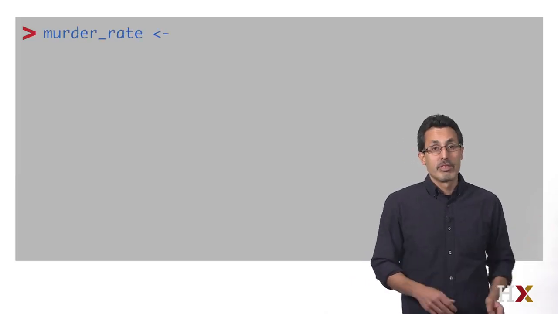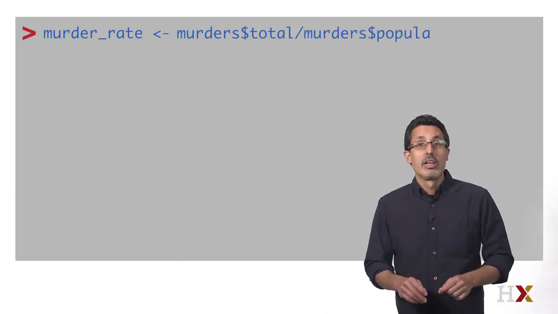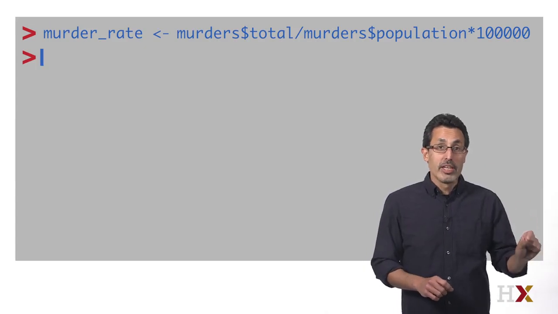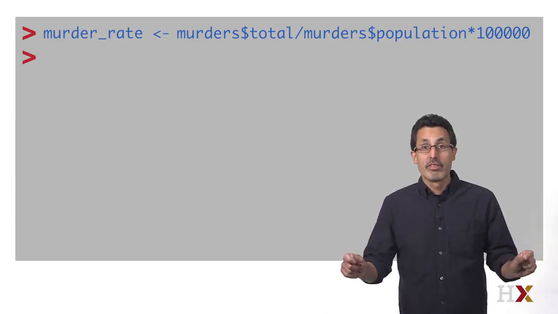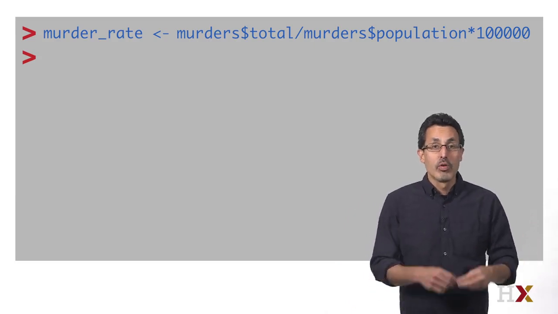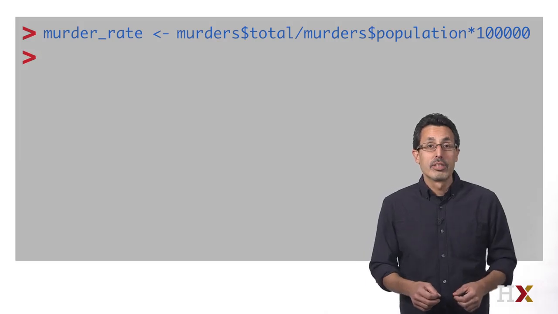This implies that to compute the murder rate, murders for every 100,000 people, we can simply type murder rate, that's the object we're defining, is the total divided by the population multiplied by 100,000. So the total for each state is going to be divided by the population for each state, element-wise, one by one. And then at the end, we multiply those values by 100,000 to get it in the right units.